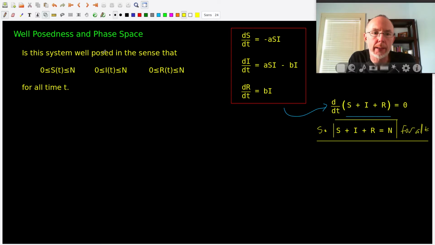So what I actually want to convince ourselves of is that each of these variables remains greater than or equal to 0. As I'm evolving with this set of equations, I get a set of variables that are greater than or equal to 0 for all time.